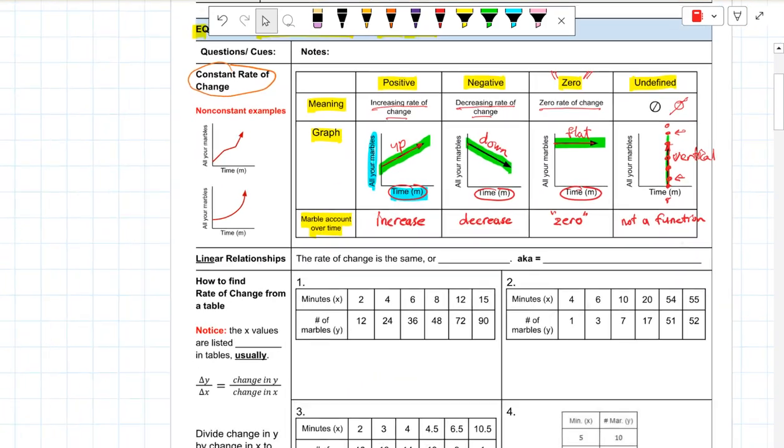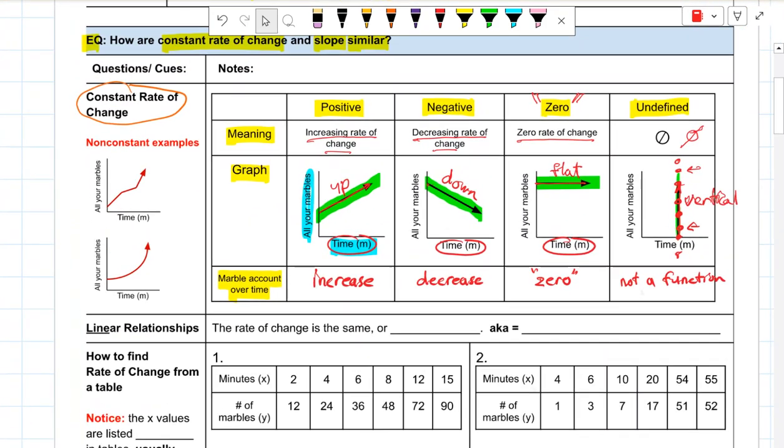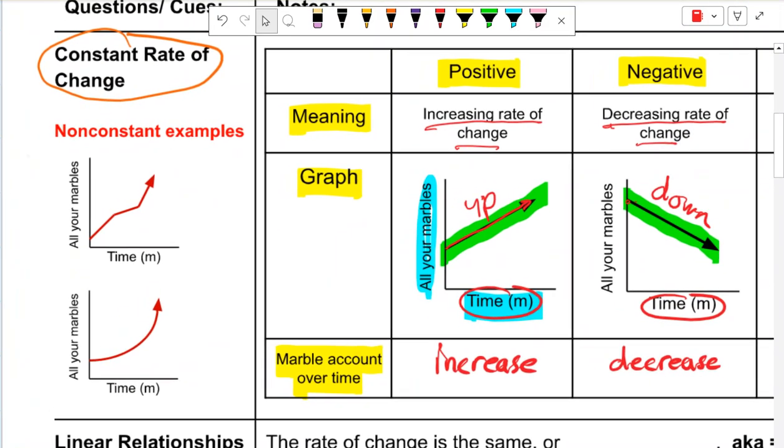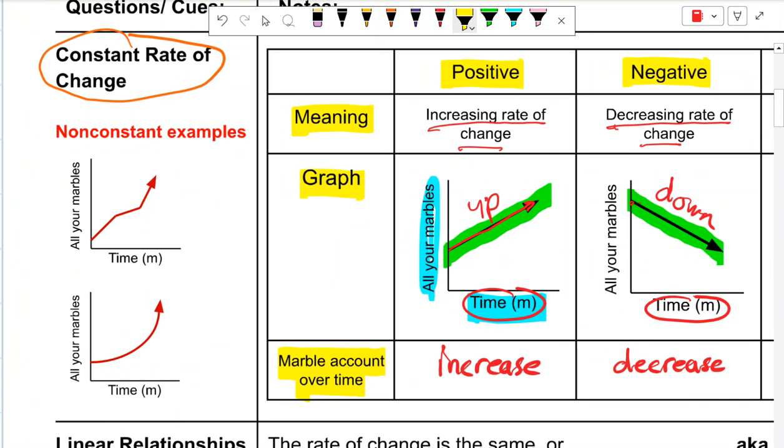All right. What do we learn from this? Well, let's look over here real quick before we move on. Non-constant examples. We just got a whole length of constant examples, and these are non-constant. You can see that this one is crooked. Okay, so your marbles are changing rates.